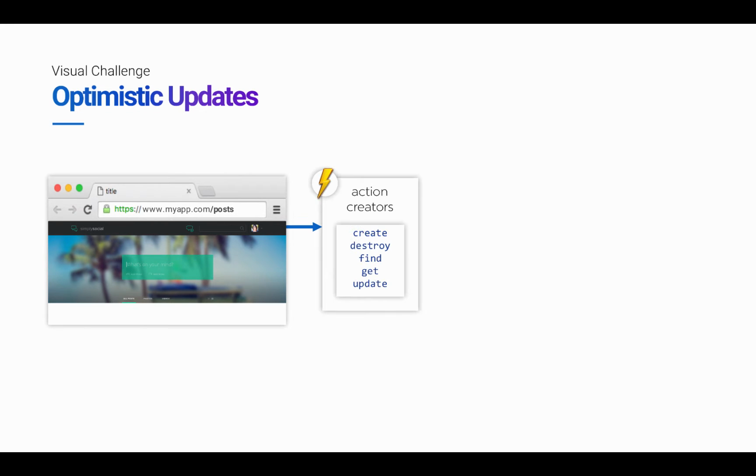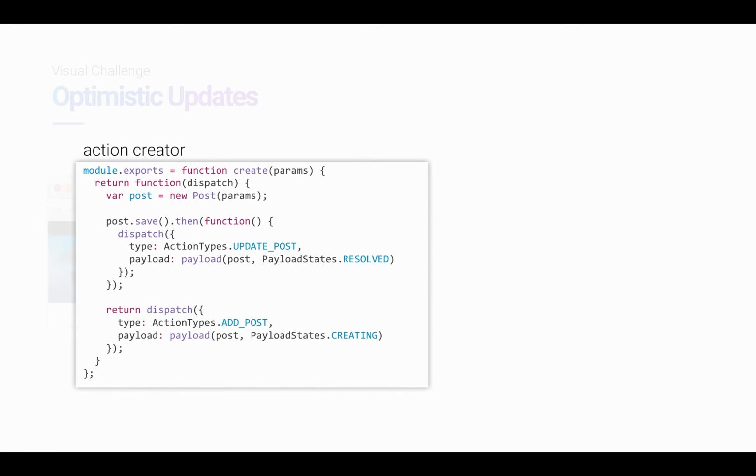So here we've got our application, and it just invoked an action creator to create a post. Here is an example action creator for handling this request. It expects a single parameter, being the attributes for the post we're creating, and then it instantiates a post model, which gives us an instance that knows how to communicate with the post's endpoint.